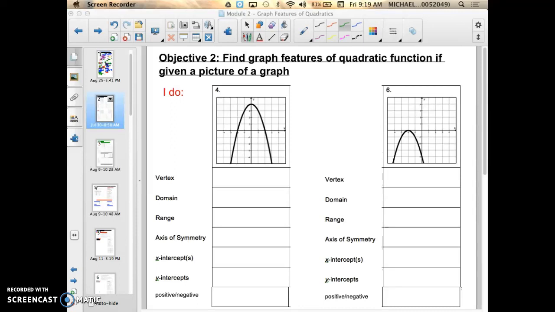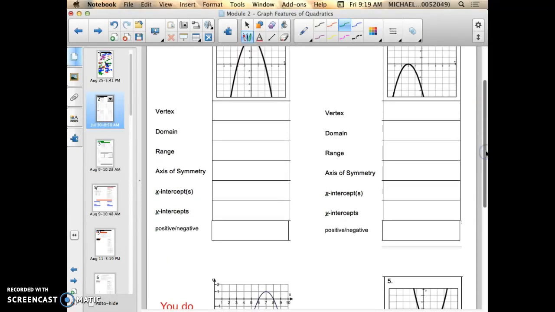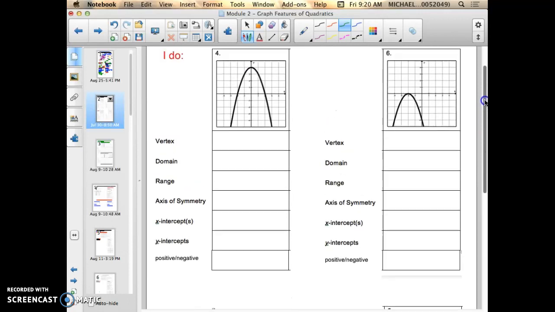So hopefully by the end of this objective, if you were to be given a picture of a parabola, you could tell me 7 key pieces of information about it, all right? So by the end of this, you should be able to find the vertex, the domain, the range, the axis of symmetry, the x-intercepts and the y-intercepts, and then be able to tell me as well if it's positive or negative. So that is the goal of this objective, all right?